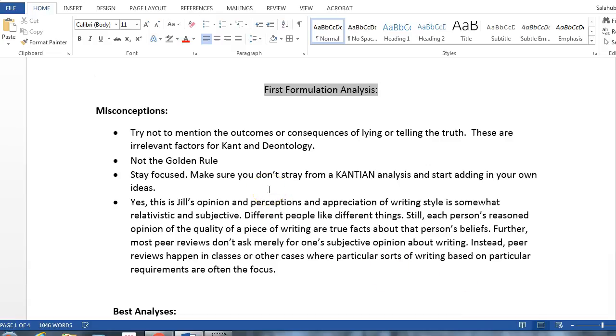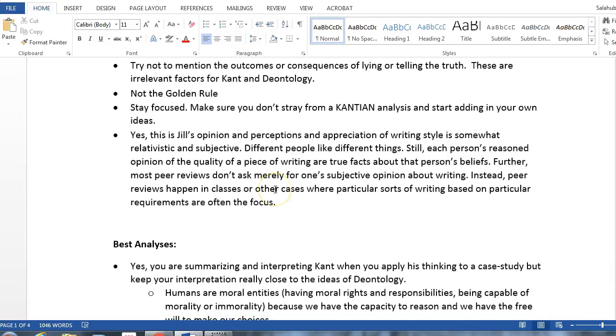Stay focused. So I saw some of these analyses straying away from what Kant was saying to what I think you want to say, or maybe what you think Kant wants to say. But just be really careful not to stray beyond the very basics of what Kant is talking about when you're doing a Kantian analysis. It is true that any time you're asked to review someone's writing, you're being asked for your opinion. Now, in a peer review, you're probably being asked for your reasoned opinion about the quality of the work within the context of the writing assignment and the particular class.